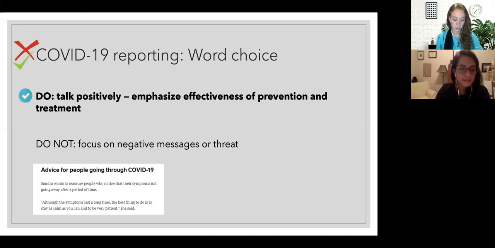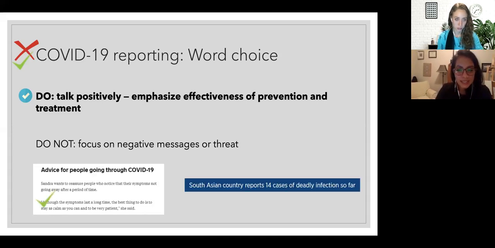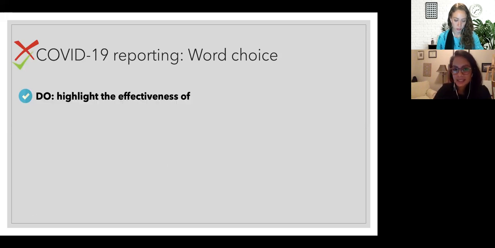So advice: Sandra wants to reassure people who notice their symptoms, compared to a country that reports 14 cases of the deadly infection. So when we contrast these together, we see that one is giving advice, it's promoting hope, reassuring people that they have control over some of these symptoms in the situation, whereas the other one is a bit more fearful. It makes you feel more fearful.